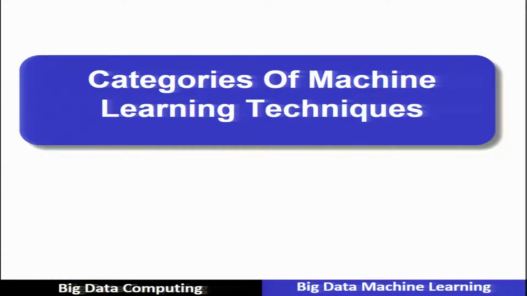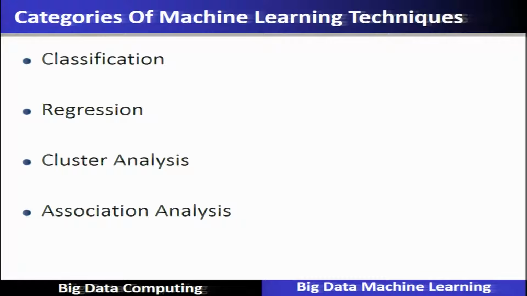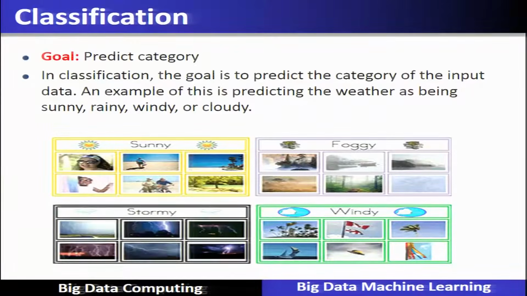Now, categories of machine learning techniques. Machine learning techniques can be categorized into 4 different types. The first type is called classification, and the second type is regression, then cluster analysis and association analysis. Let us understand these categories, and then we will go into more detail on the different algorithms which fall into these categories. The first one is the classification technique of machine learning.